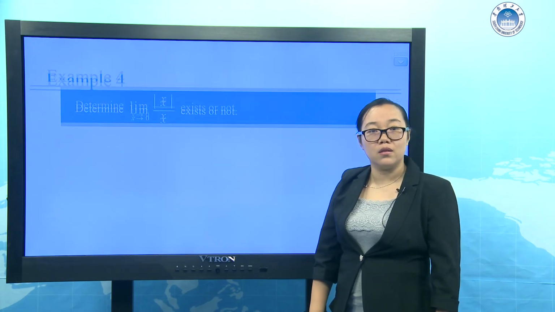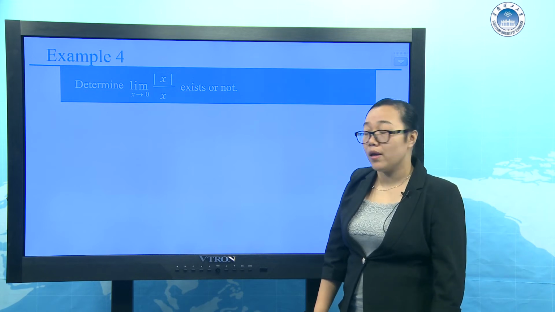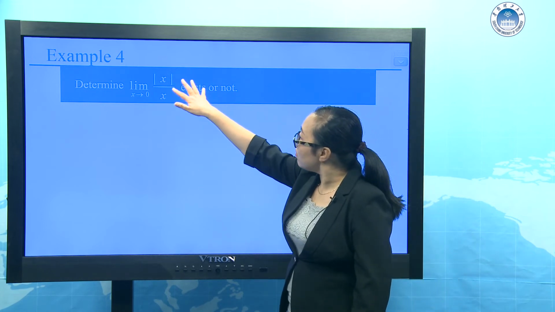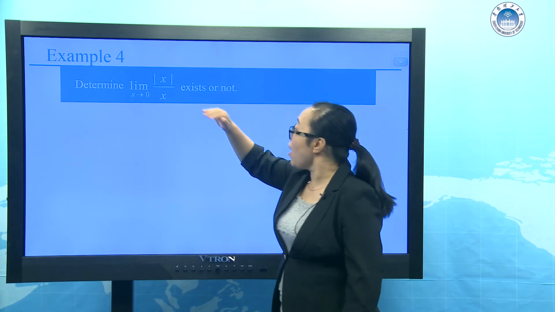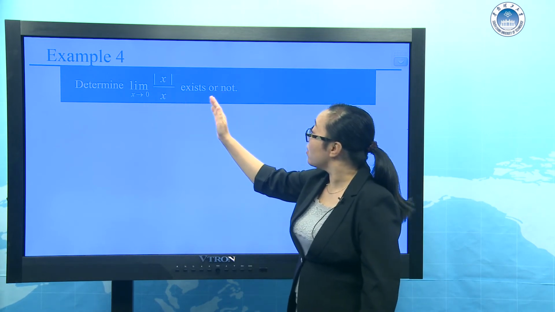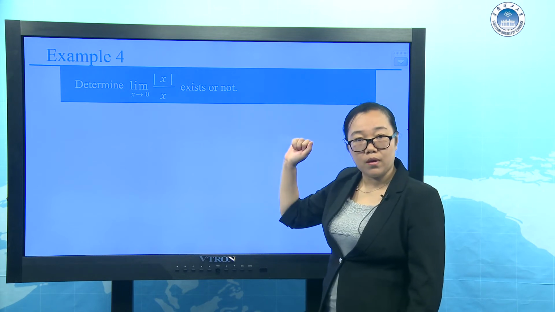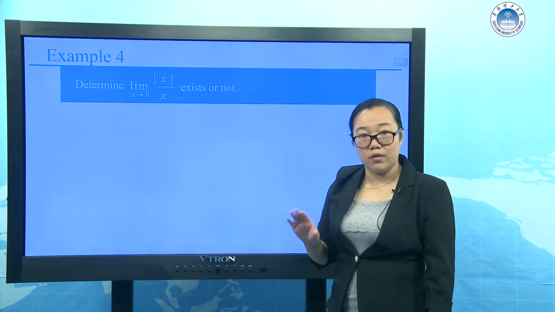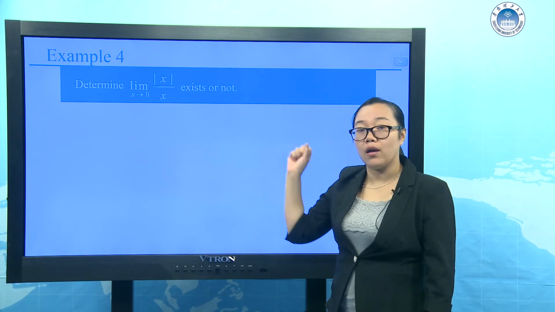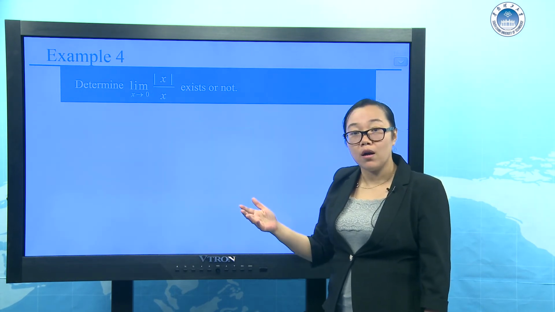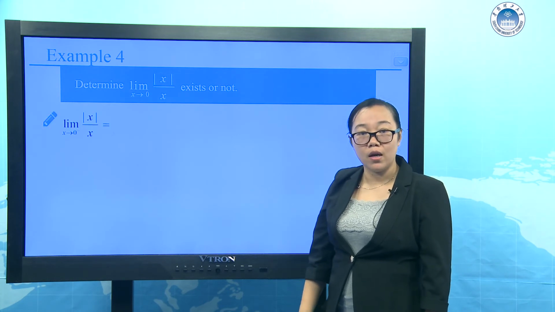Now look at example 4. Determine whether the limit of the absolute value of x over x as x tends to 0 exists or not. The result isn't given. This means please determine whether it exists. If it doesn't exist, give us the reason. So now look at this.